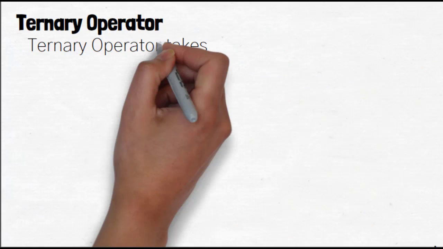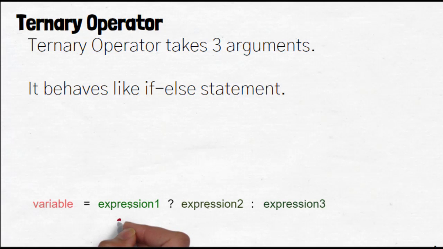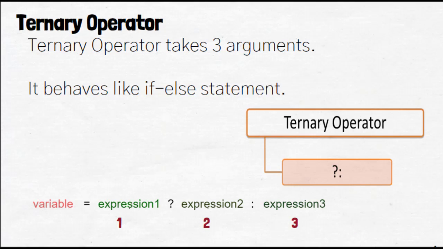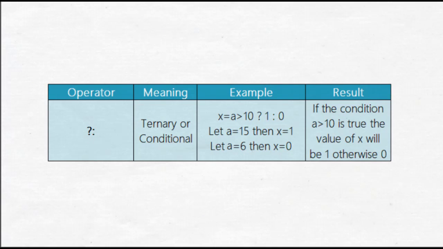Ternary operator takes three arguments. The first argument is a comparison argument or expression. The second is the result upon a true condition. And the third is the result upon a false condition. Ternary operator is the shortened way of writing an if-else statement. It is also called the conditional operator. In the example, you can see that x will be 1 when a = 15 and x will be 0 when a = 6.